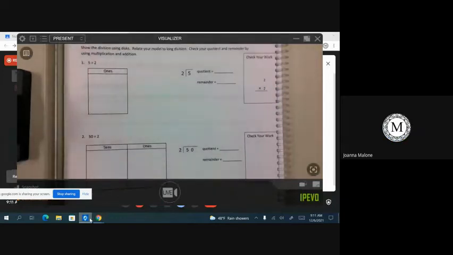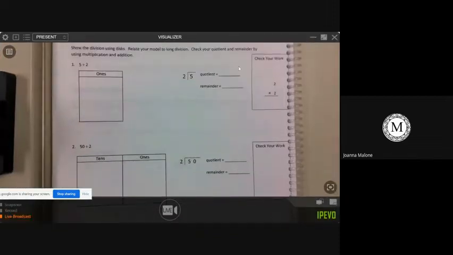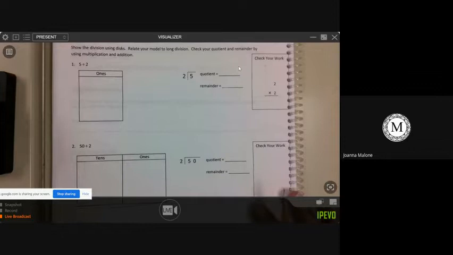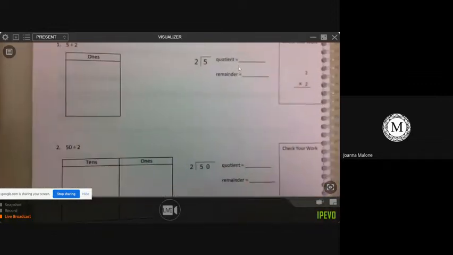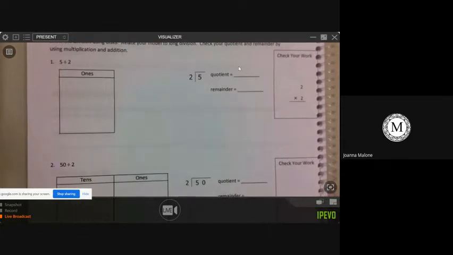So we're going to go ahead and do that together. All right, it says 5 divided by 2. So somebody tell me, what do I do? How do I start? What do I write? All right, Owen, what do I do first? You do 1, 2, and number 1, 2, until I get 5.